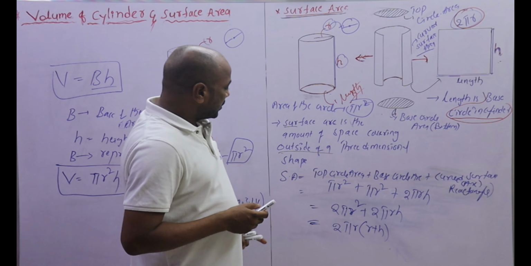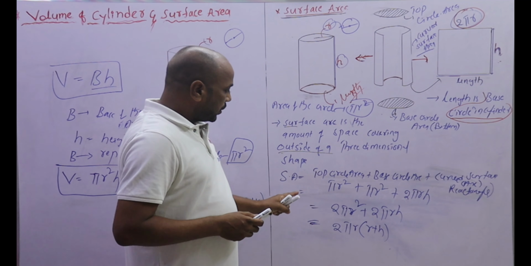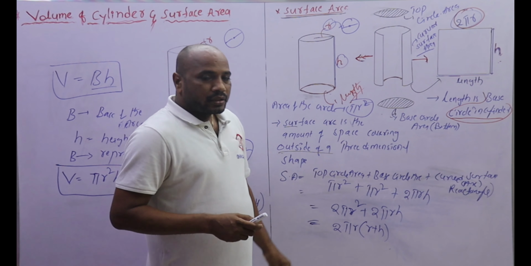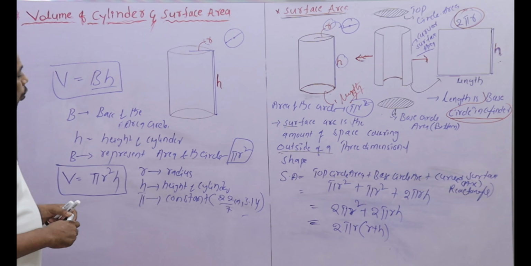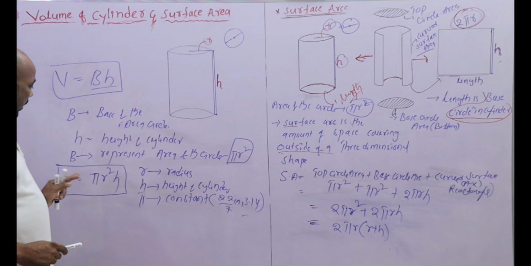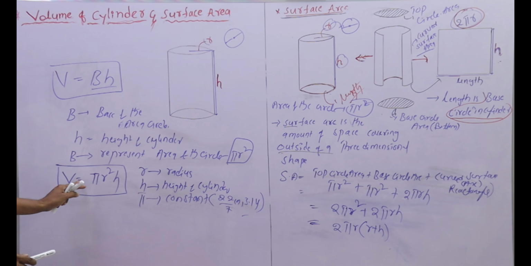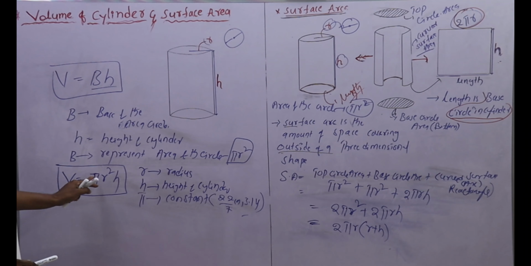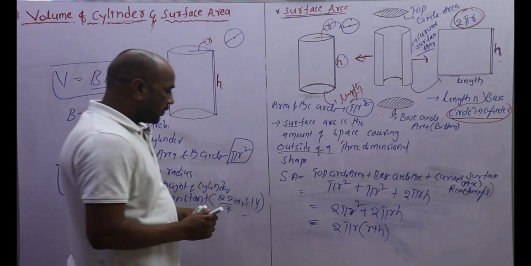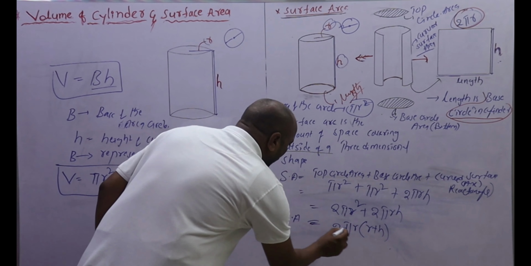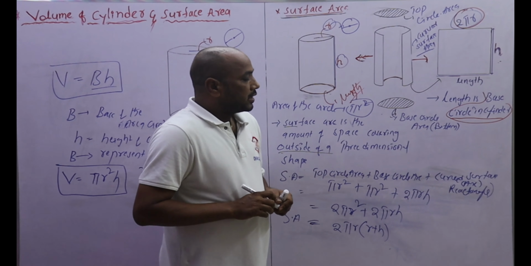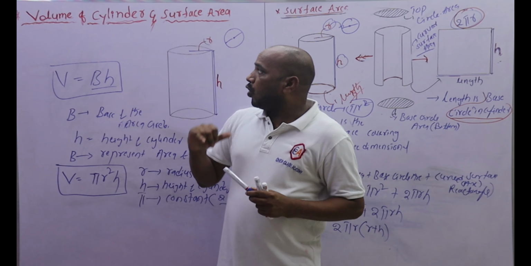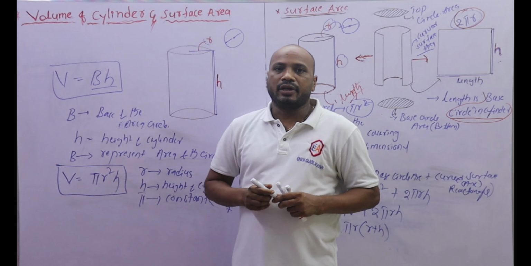You can calculate surface area and find the volume of a cylinder using these formulas. V is equal to pi r square h and surface area is equal to 2 pi r times (r plus h). This is about the volume of a cylinder and the surface area.